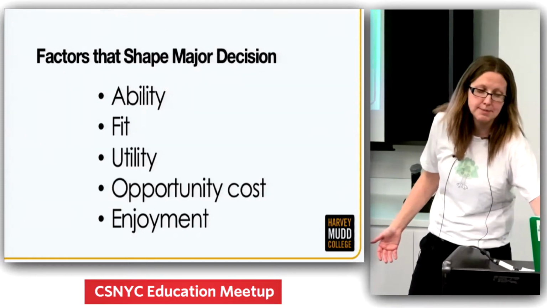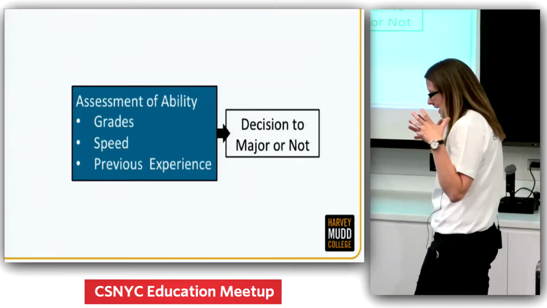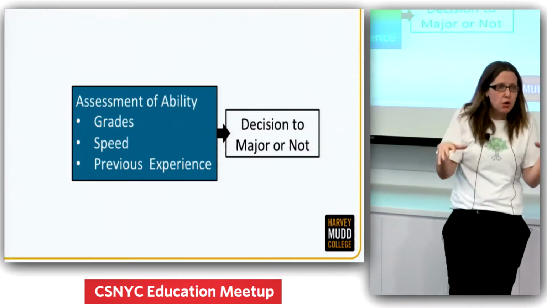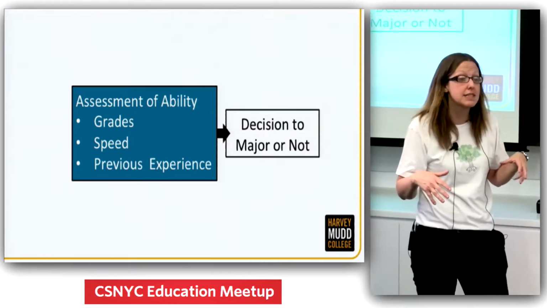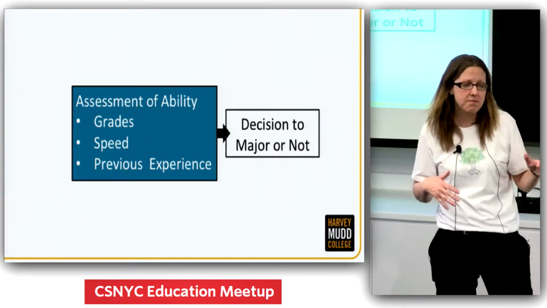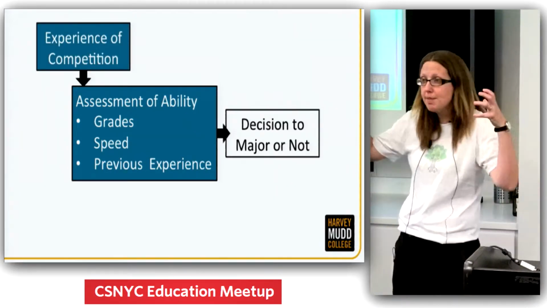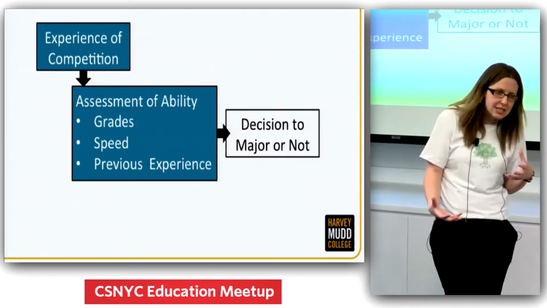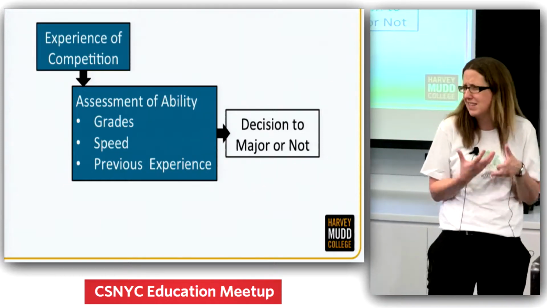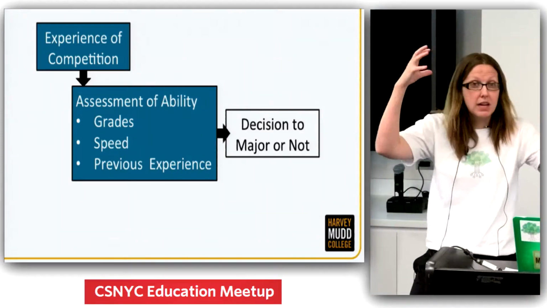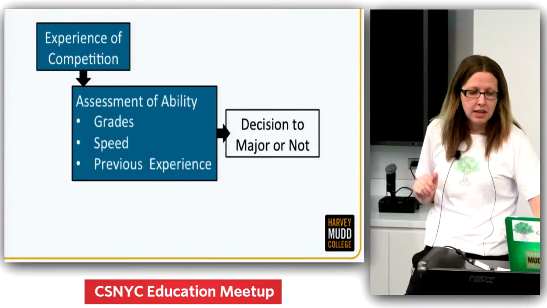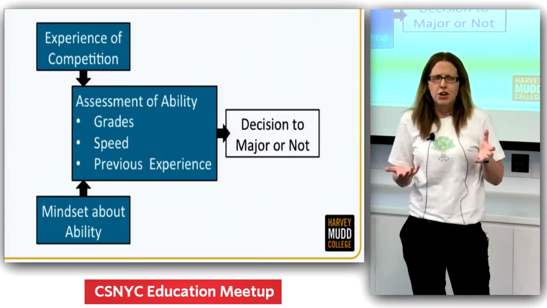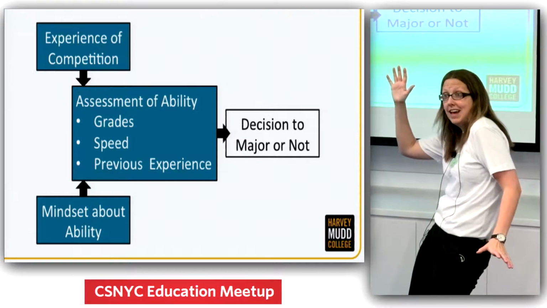Right? Sensible things. We've been looking at this idea of how they're assessing their ability. In particular, they were looking at their grades, how quickly they could do things, and their previous experience, okay? But these things seem to be shaped by their experiences in those environments of competition. So it wasn't just that they were evaluating their grades, how quickly they did things, and their previous experience, but compounded by that. Another piece that compounded it was their mindset about ability. Who's heard of Carol Dweck? Yeah, okay, a few.